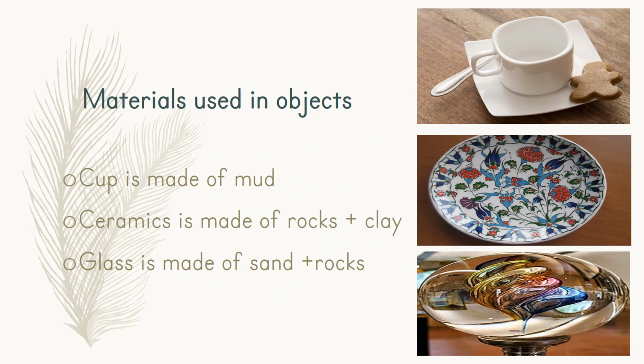Dear students, do you know which material is used to make objects like a cup, plate, or glass? Yes, the materials used in making these objects are: a cup is made of mud, ceramics is made of rocks and clay, while glass is made of sand and rocks.